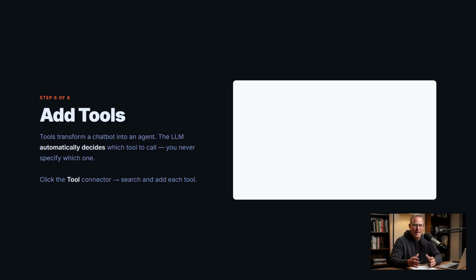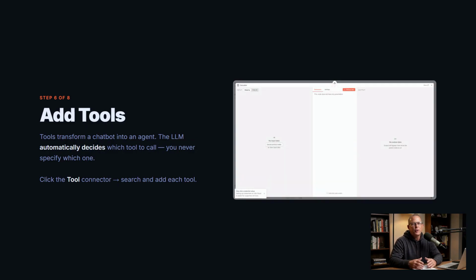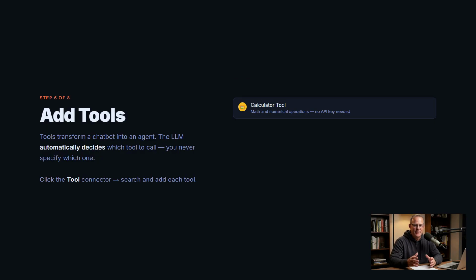In N8N, any node can become a tool. You simply connect it to the tool connection point on the AI agent node, and the agent can then decide when to call it. Let's add two simple tools to start: a calculator for doing math and Wikipedia for looking up factual information. First, let's add the calculator. Click the plus icon next to the tool connector on the AI agent node. Search for calculator and select it. That's it. The calculator is now available to your agent. No configuration needed.